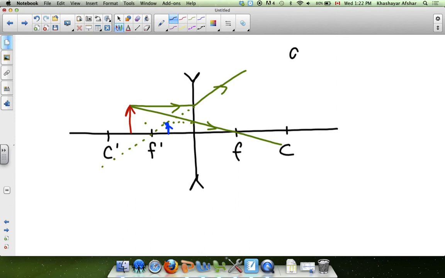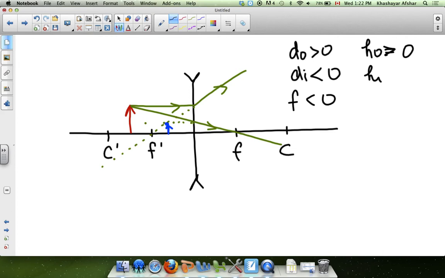So the object is positive. The image is negative. The image is negative because it's virtual. The focal point is negative because it's a diverging lens. What else? The HO, the height of the object, is positive. Sorry, that's not an equal, but a greater than.